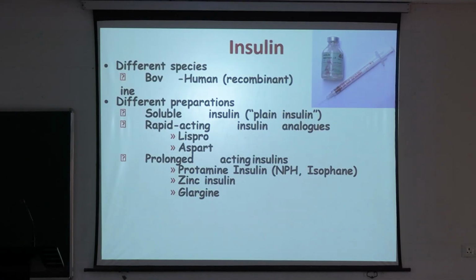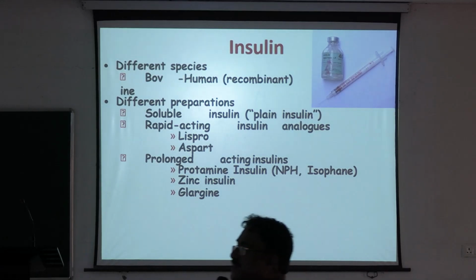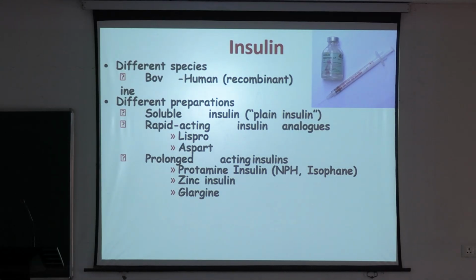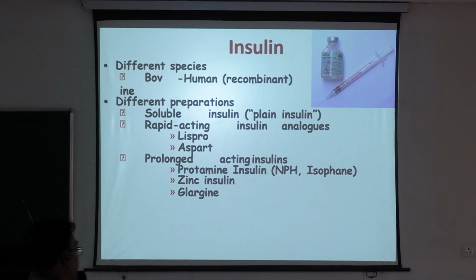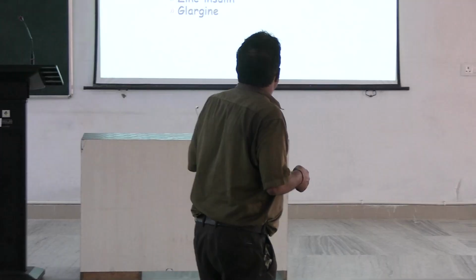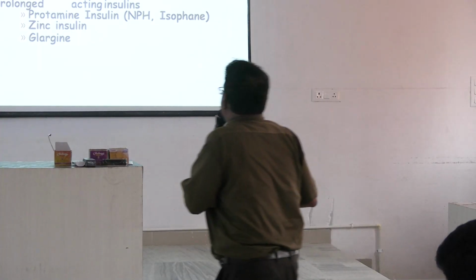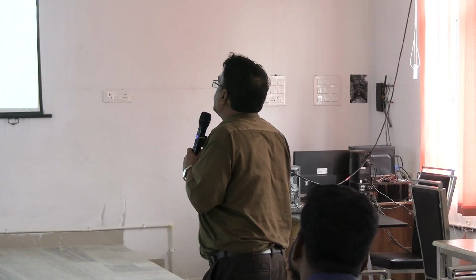And then you have insulin, where oral hypoglycemic agents are not enough. Insulin is given basically for type 1 diabetes as well as for people with type 2 who cannot be sustained on just oral hypoglycemic agents. So you have different types of insulin: soluble insulin, rapid acting insulin, prolonged acting insulin. This includes Lispro, Aspart, NPH, zinc insulin, Glargine. These are prolonged acting insulins.